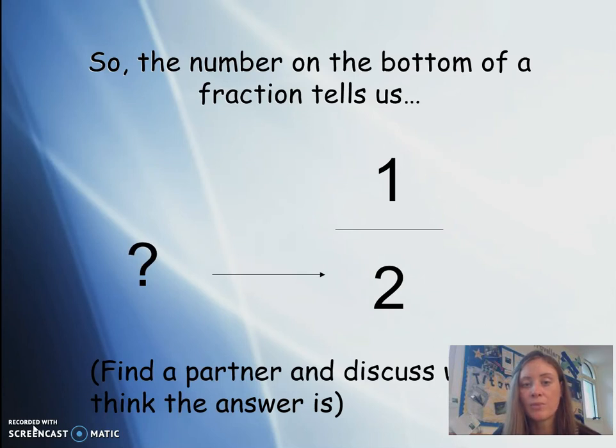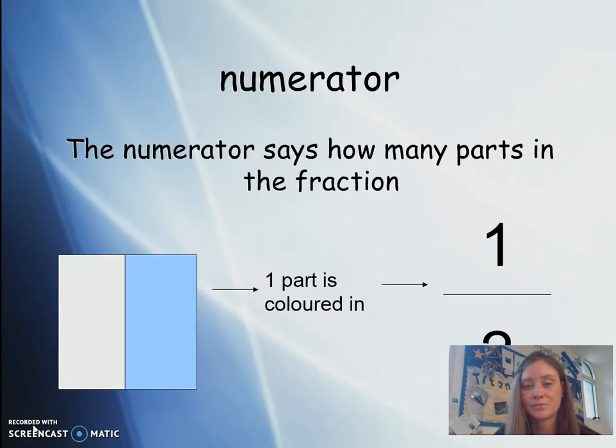So the number at the bottom tells us how many equal parts there are in our whole fraction, and it's called the denominator. The numerator is our top number. It says how many parts are in the fraction. For example, our square has been split into 2, so our denominator is 2, but 1 part has been coloured in, so our numerator is 1.